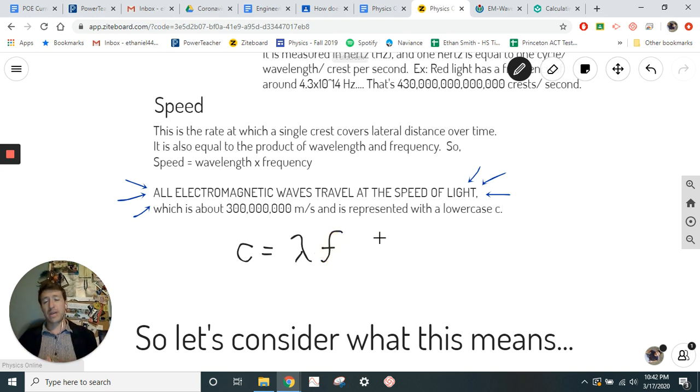Right, and that's an equation that we can actually use to represent the speed of light. The speed of light is equal to the wavelength of that particular type of light times the frequency of that particular type of light.